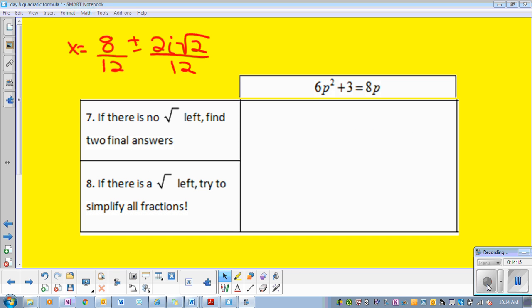Alright, so here's where we are, and now we have steps 7 and 8. So now let's look at this. Step 7 says, if there is no square root left. Well, we have a square root, right? So we need to do step 8, because step 8 says, if there is a square root left. Okay, so I'm going to cross out 7. That doesn't apply to my problem. Since there is a square root left, we need to try to simplify all of our fractions.